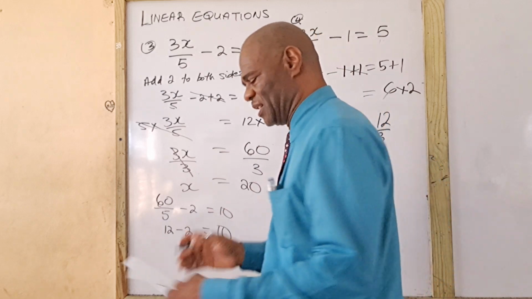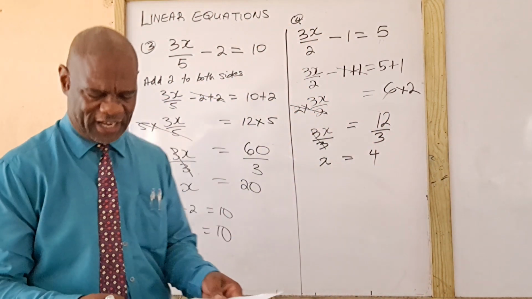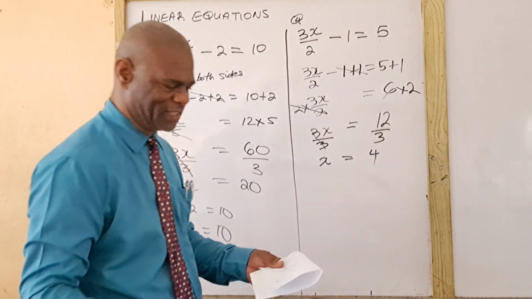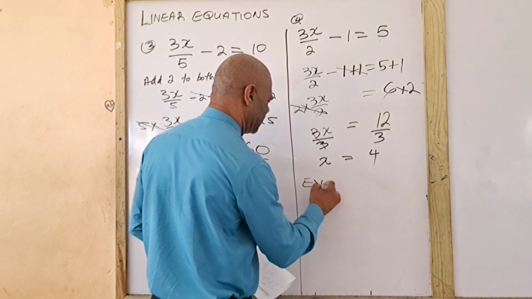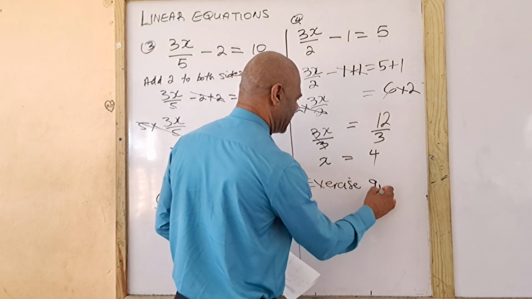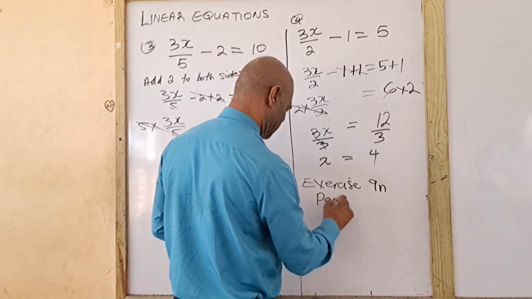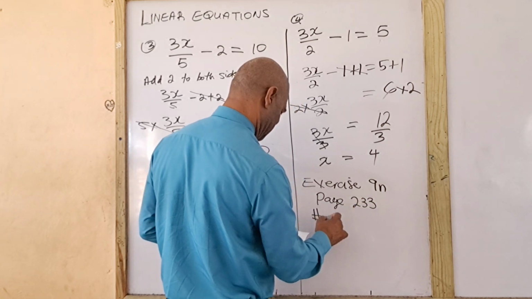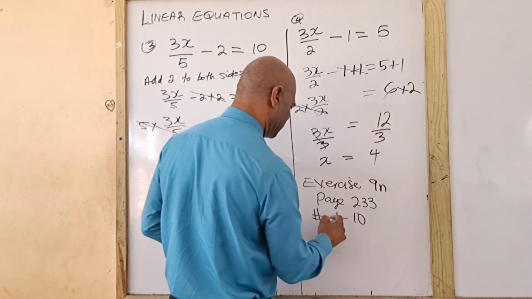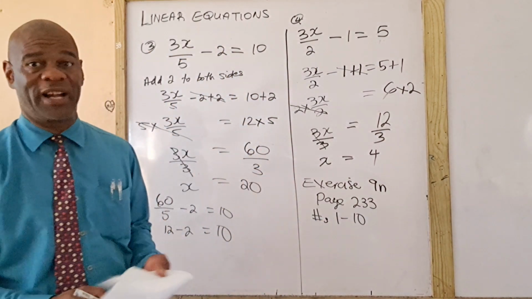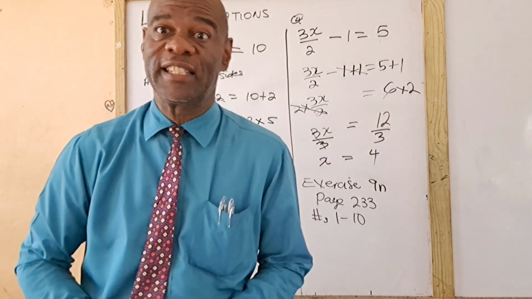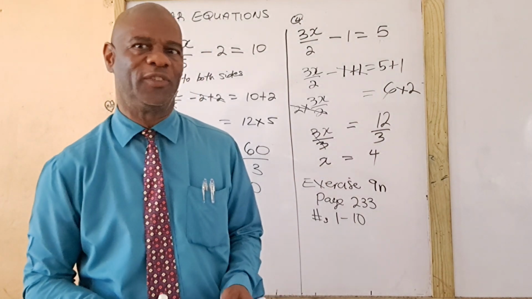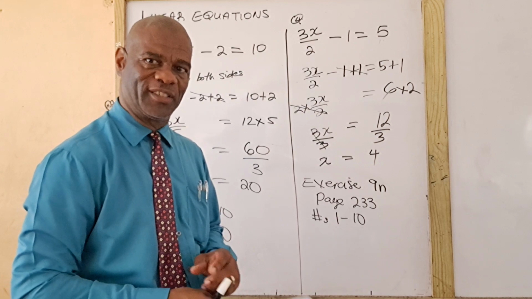Now what I want you to do for me, for those who have their textbooks, there's a textbook called the Complete Mathematics Course. You can do exercise 9N, page 233, and numbers 1 to 10. Alright, so that's it. So you go on your practice. And remember we said you are going to do at least 17. You do at least 17, and trust me, you will do well. You will get better and better as you practice.